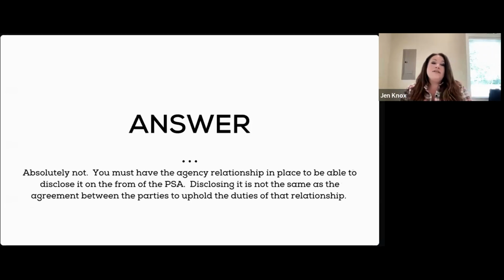And of course, the answer is no. You have to have some sort of agency relationship in place and be able to disclose that on the purchase and sale agreement. So disclosing it just on the purchase and sale agreement is not the same as actually having that written agreement between you and the party you represent. It's the disclosure of the opposite party, not the initial relationship agreement to have that relationship.